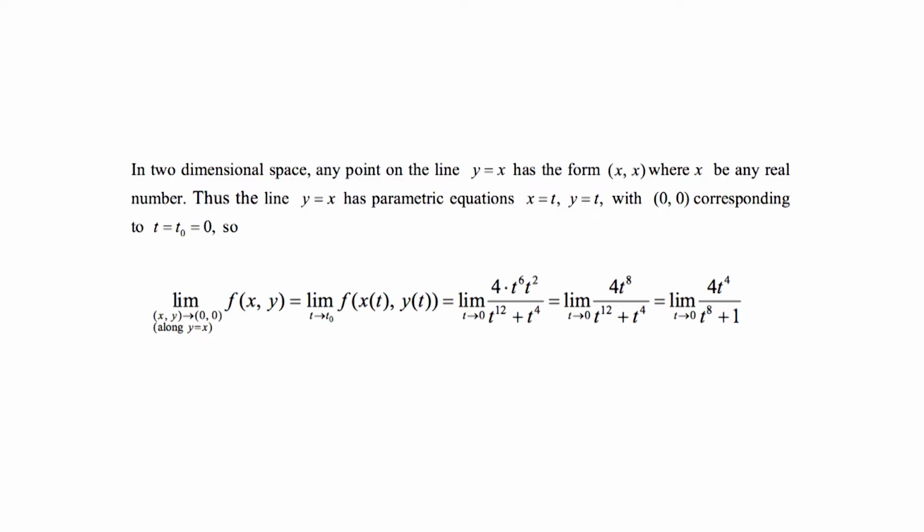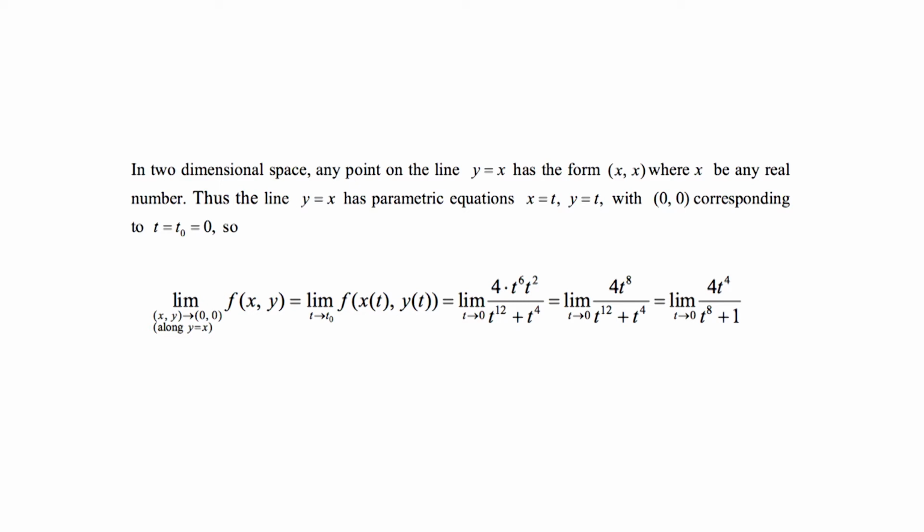In two-dimensional space, any point on the y axis has the form (x, y) where x is equal to 0. That is, a point on the y axis has the form (0, y). This suggests that the y axis has parametric equations x equal to 0 and y equal to t, with (0, 0) corresponding to t naught equal to 0.